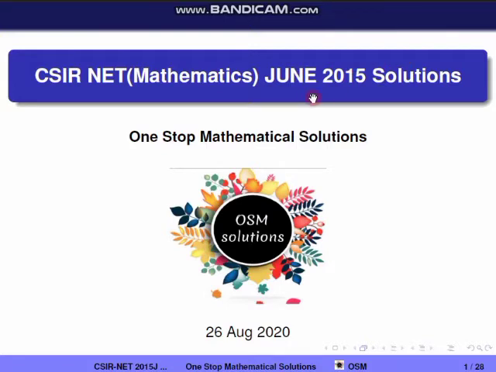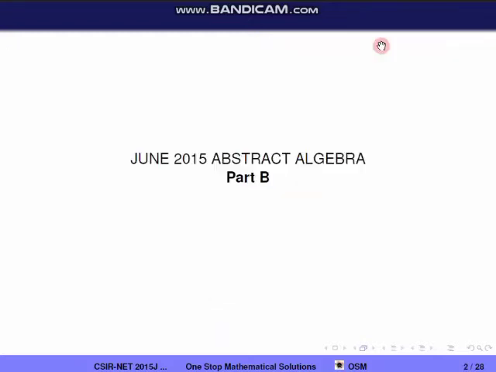Today we are going to solve CSIR Net Mathematics June 2015 question paper. In this video, we have only dealt with the abstract algebra part. First, we'll look into the part B questions.